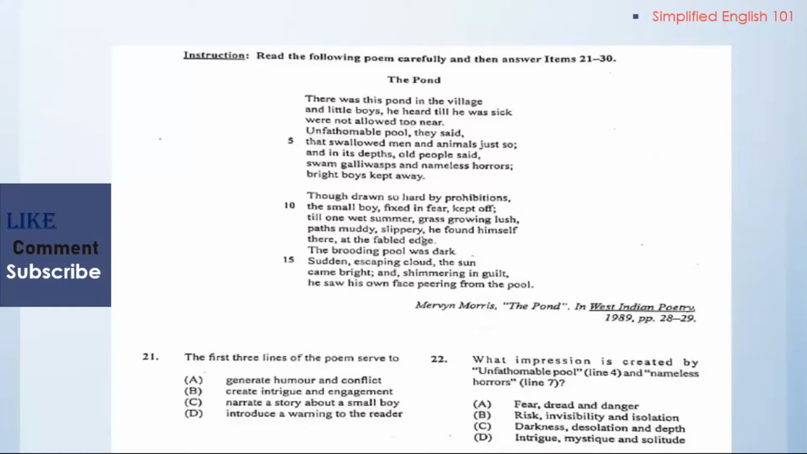The poem reads, The Pond. There was this pond in the village and little boys, he heard till he was sick, were not allowed too near. Unfathomable pool, they said, that swallowed men and animals just so. And in its depth, old people said, swam gallywasp and nameless horrors, bright boys kept away. Though drawn so hard by prohibitions, the small boy, fixed in fear, kept off, till one wet summer, grass growing lush, past muddy, slippery, he found himself there at the fabled edge.